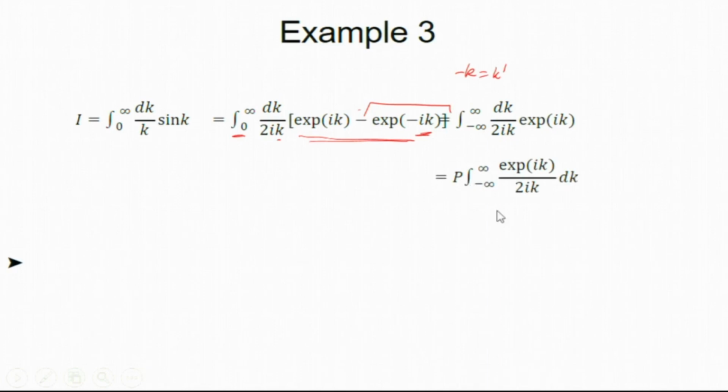So, now I can use the trick. I am now going to do this integral using a contour integral. Okay.